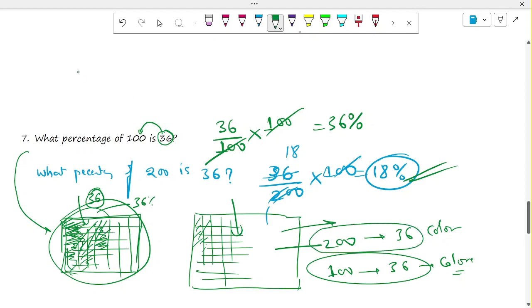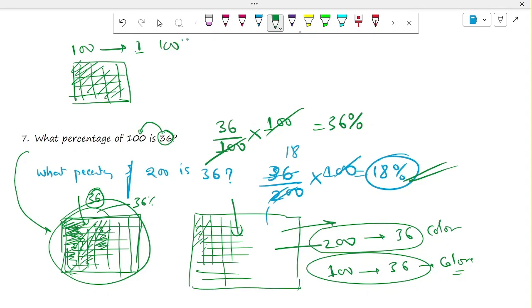We'll take a simple example only. Just take a set of 100 boxes and imagine all 100 are colored. So this is actually 1 or 100%. Now the same, take another case.